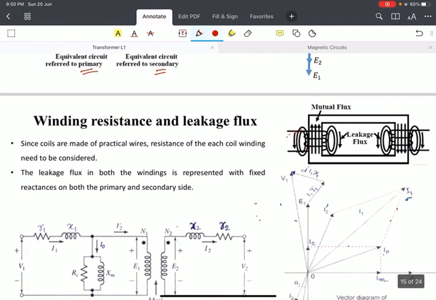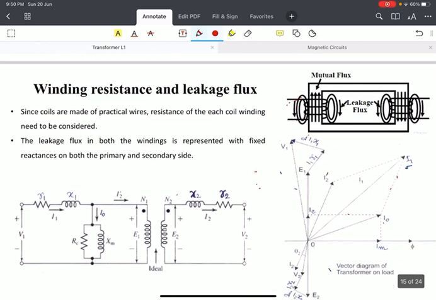Apart from core loss, the transformer will also have copper loss. Copper loss is the loss occurring in the winding of the transformer. Windings of the transformer are made up of copper, therefore the loss occurring in the winding is known as copper loss. As we know, when there is no load connected to the secondary of the transformer, I naught, the no load current, only includes IC plus Im, where IC is the core loss component and Im is the magnetizing component.